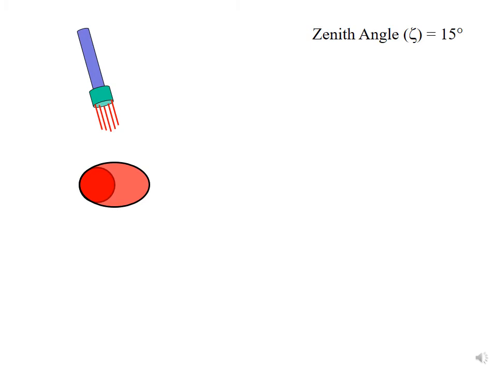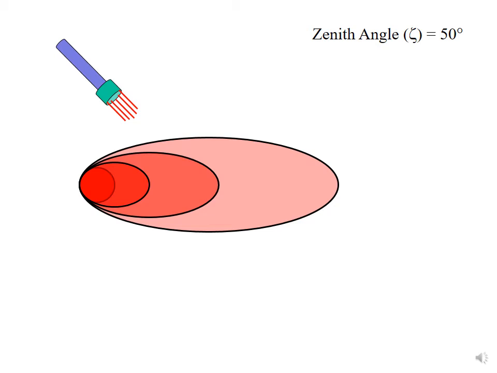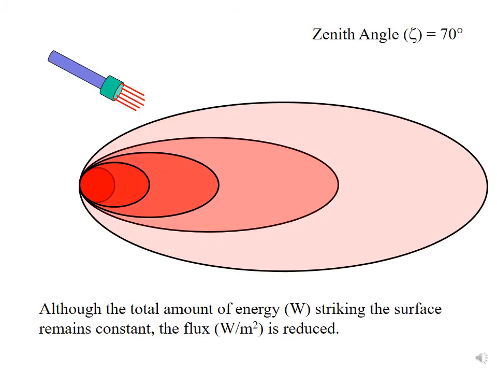So we changed the flashlight zenith angle here to 15 degrees. And what happens? Well, the area of illumination actually increases, but the overall intensity of the light decreases. And you can see that as we move to higher and higher angles. 30 degrees. Once again, the area of illumination has increased and the intensity has decreased. Same thing at 50 degrees. And now we have 70 degrees.